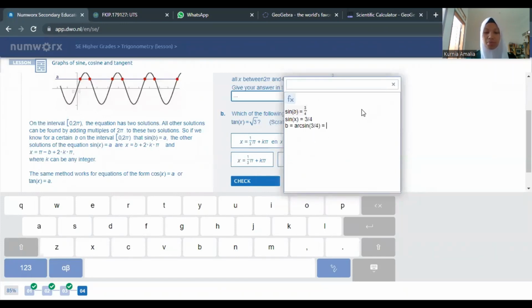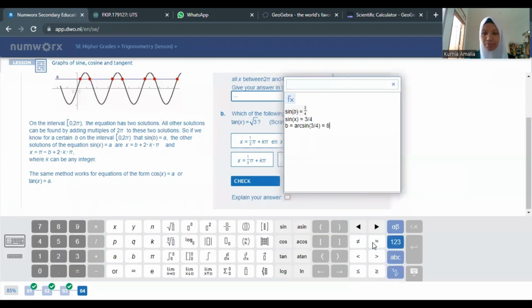So our b is 8 divided by 10 pi, which we can simplify as 4 divided by 5 pi radians. So we can conclude that x equals, putting the value of b, 4/5 pi plus 2 times a constant times pi.